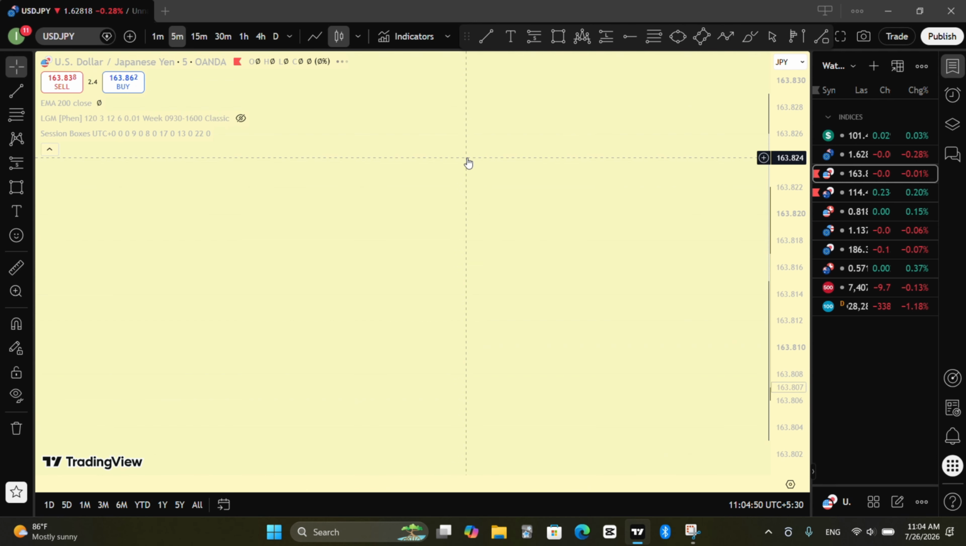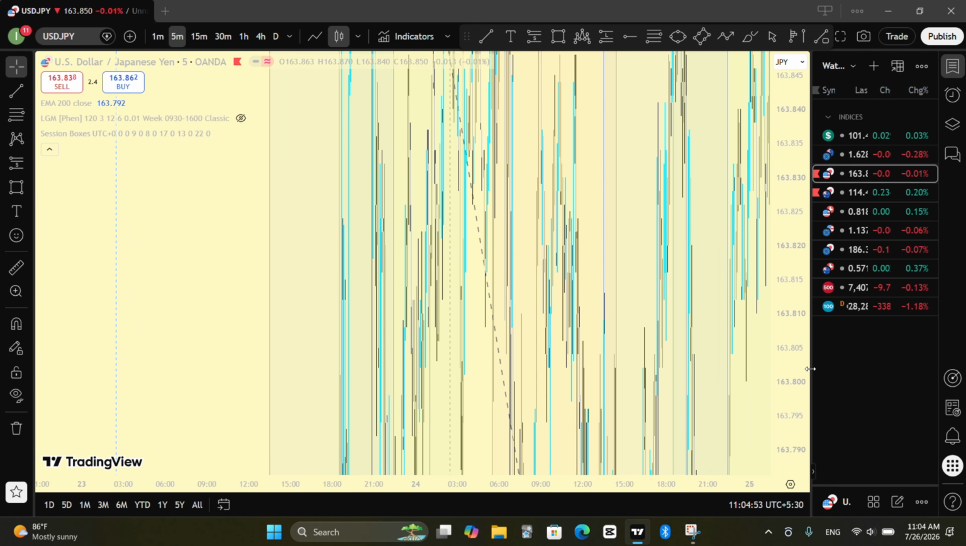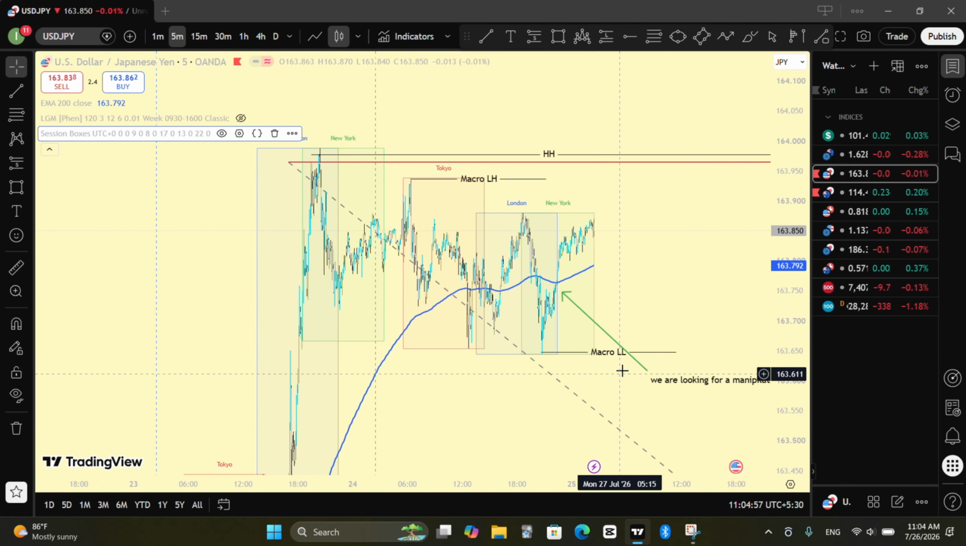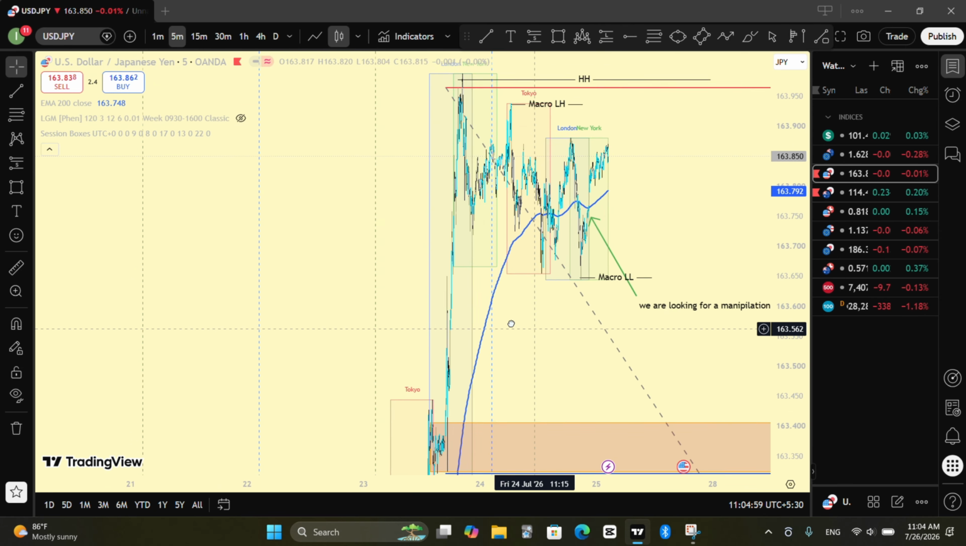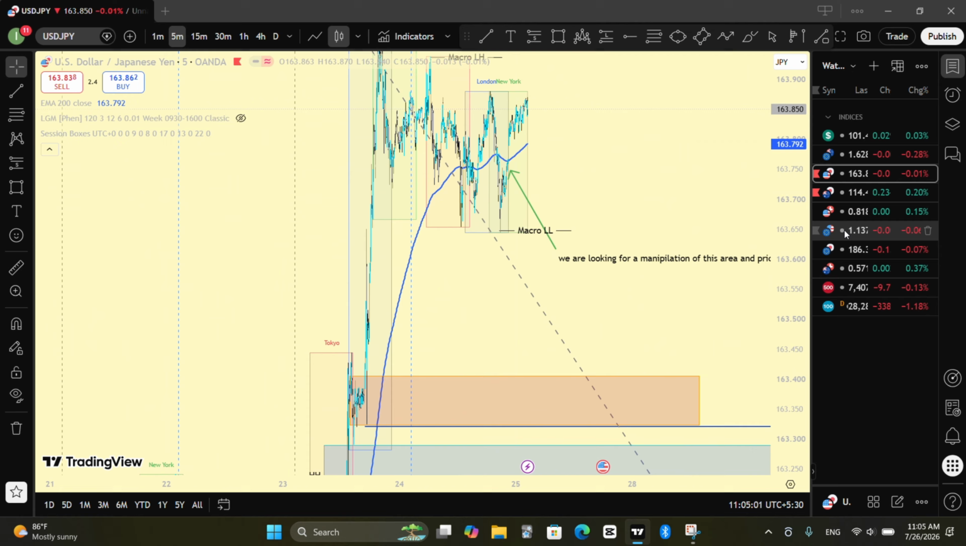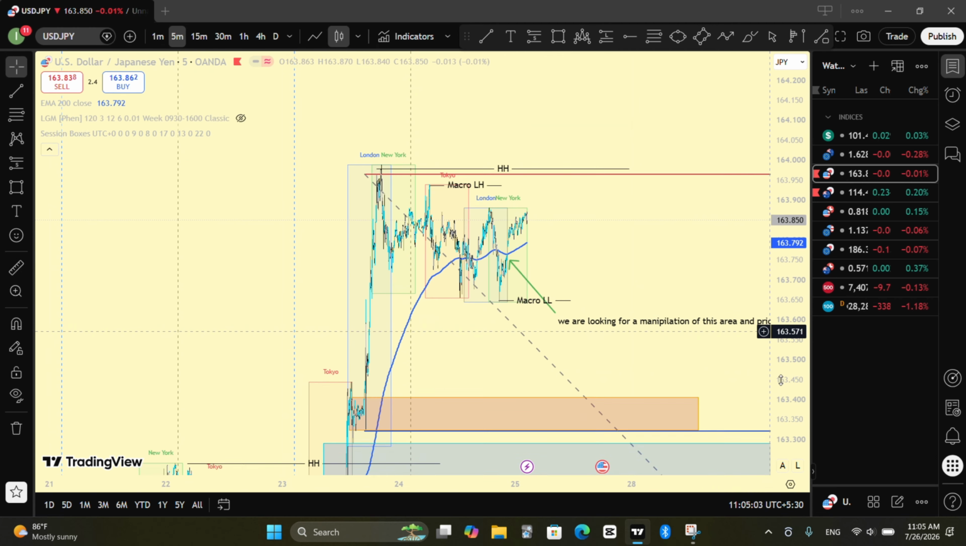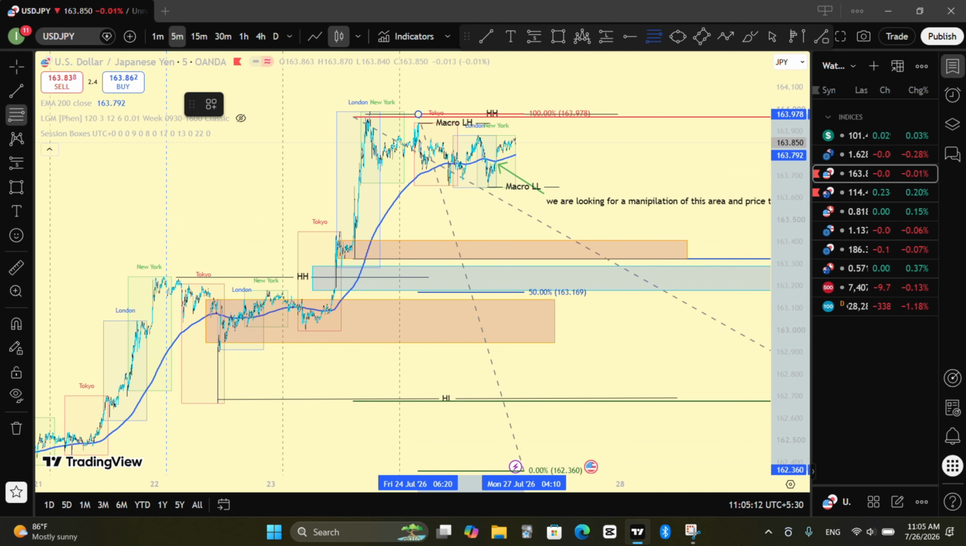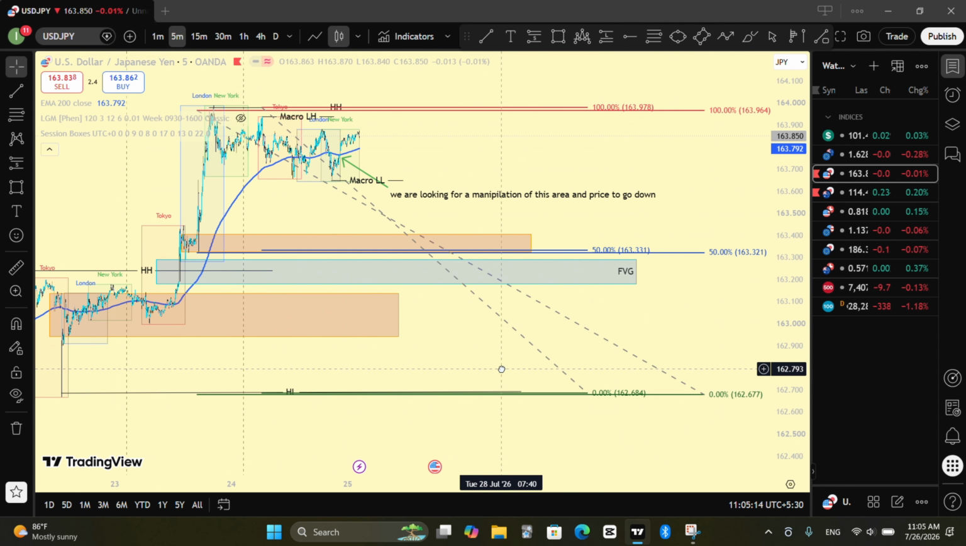Then in the coming week, I'm looking at this pair, USD JPY. It was making higher highs and higher lows. So this is a buy trade. As you can see, price has created a nice range. What I'm looking for is price to come to this discount area. Right now price is above the 50% range, and I want price to come back to this area.